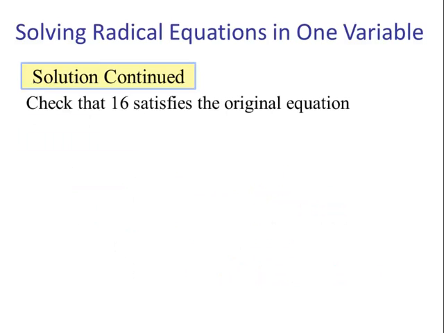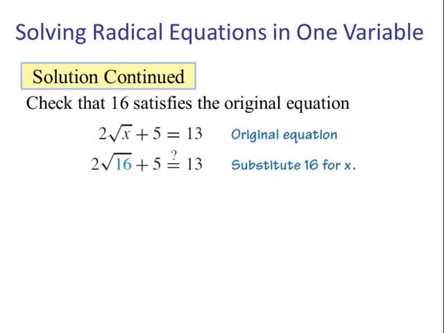Now we need to check it. So we take the original equation and substitute 16 in for x. The left-hand side should equal 13, what's on the right-hand side, if this is really a solution. Now, we follow the order of operations, so we first do the square root, then we multiply, then we add, which is again in reverse order of solving. Square root of 16 is 4, 2 times 4 is 8, and 8 plus 5 is 13. It checks.